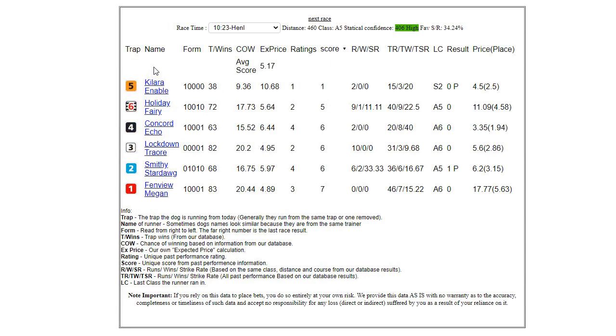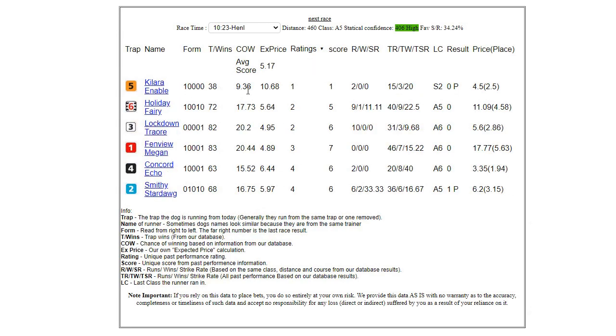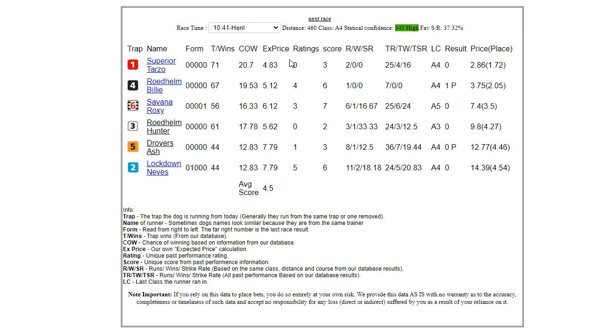So Kalara Enable, I think that's how I pronounced it. Yeah, so it's the lowest score. That's fine. It's the lowest cow, and if we go to rating, it's the lowest rating. And again, this one we may not have taken because it's S2, and we're looking for the class of A5. So we're going to miss that one, but you can see that it's still lost. The general information stacks up. So let's go to the next race.